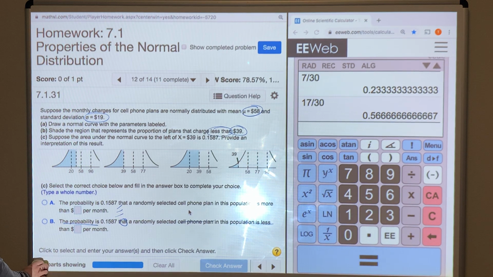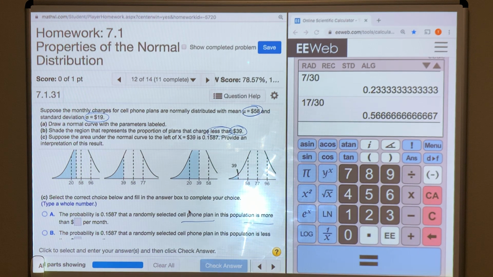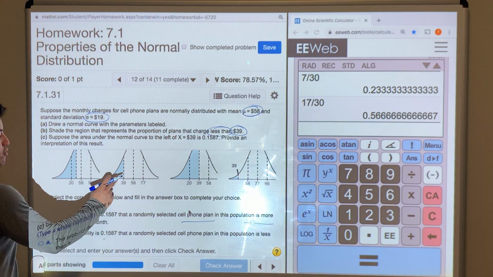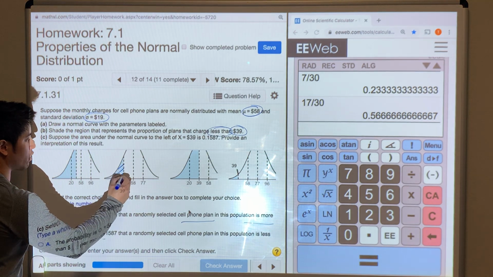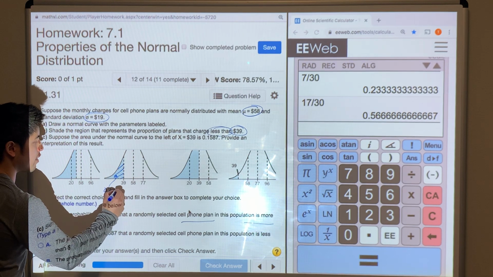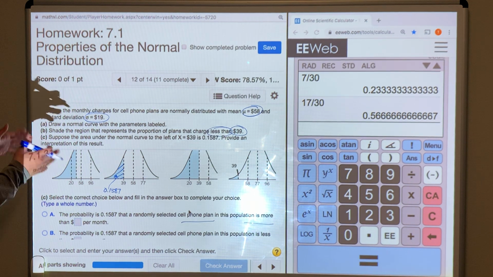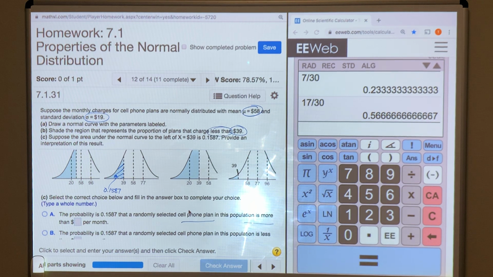Okay, last part, C. C says, suppose the area under the normal curve to the left of x equals 39 is 0.1587. Provide an interpretation of the result. So what they're saying here is that, recall that this was the correct choice from before. They're saying that the probability of this area is 0.1587. That's the probability of obtaining a cell phone plan less than $39 given this structure, okay?